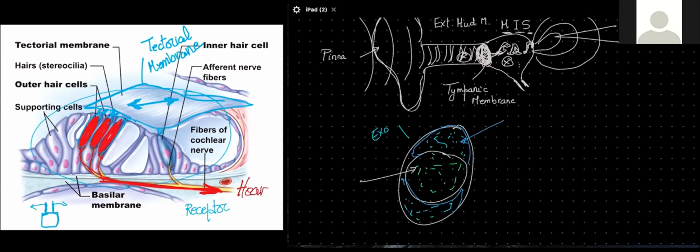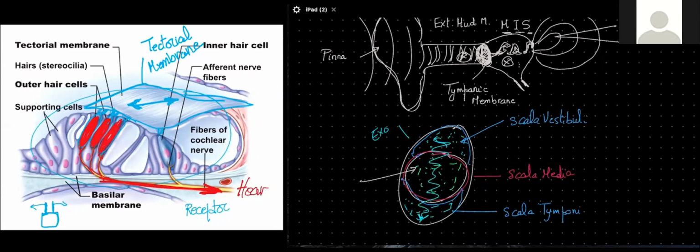We call this one my scala vestibuli. This one is my scala tympani. And the middle one here, this is called my scala media. In order for you to hear a sound, it needs to travel from the scala vestibuli to the scala tympani, passing through the scala media.